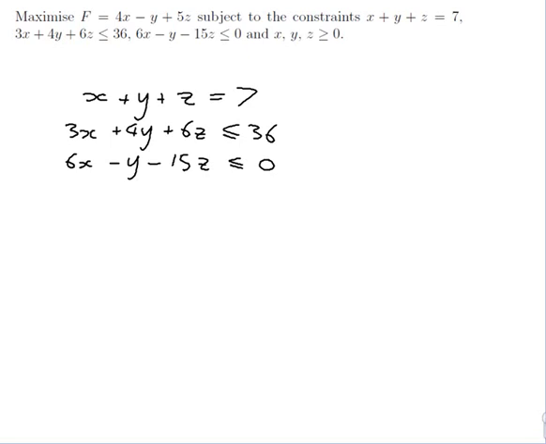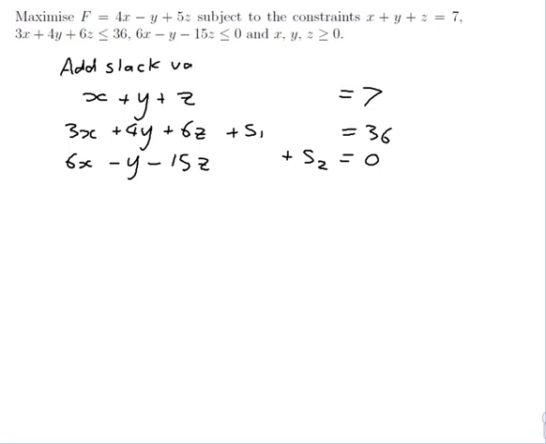So the first one is actually an equation and doesn't need any slack variables, so that's good, but I will just move the equal to 7 over to give me space to put my slack variables in, and I'll move these over as well, and they'll become equals 36 and equals 0, and I'll add a slack variable to this one and a slack variable to this one. Okay, so I'll just put in an extra line above that. Add slack variables S1 and S2, which are greater than or equal to 0, so that we have those equations there.